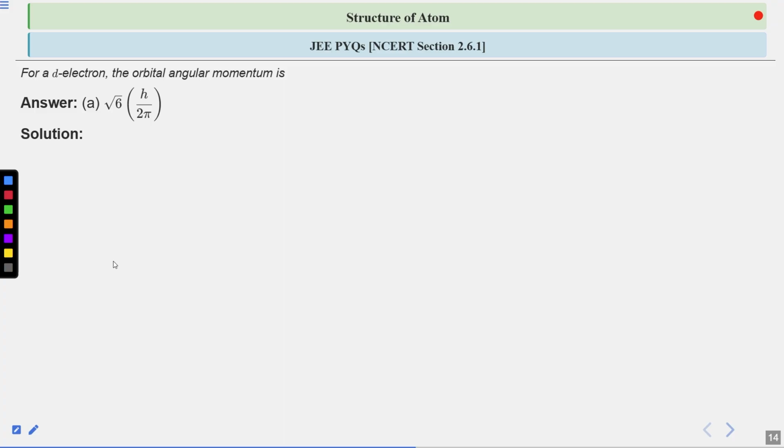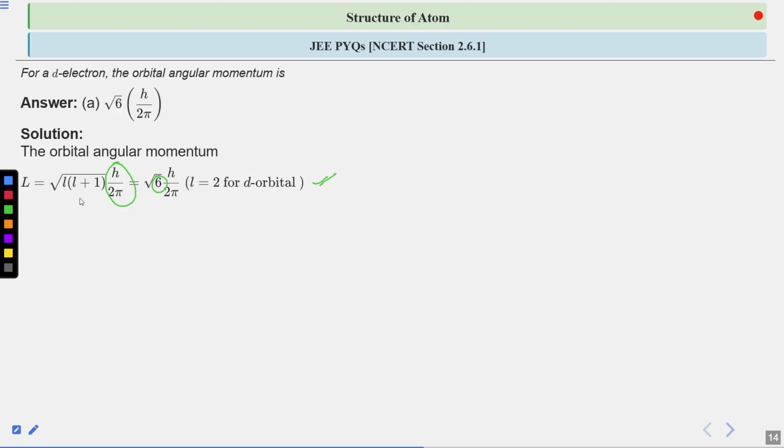There is a formula for calculating the orbital angular momentum, which is given by root under l into l plus 1, times h by 2 pi. Now, h cut may be written in place of h by 2 pi, so you don't have to worry in case h cut is written in place of the whole h by 2 pi. Put the value of l for the d electron. For the d electron it will be 2. So 2 into 2 plus 1, that is 2 multiplied by 3, will give you 6. I am representing this orbital angular momentum with L here.